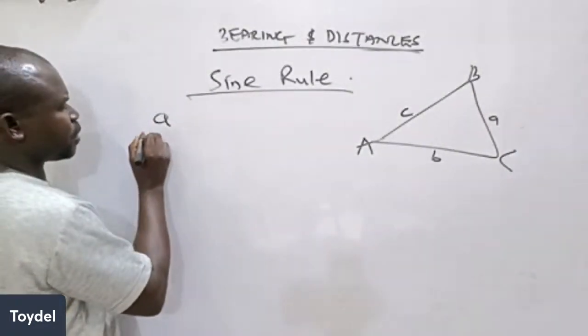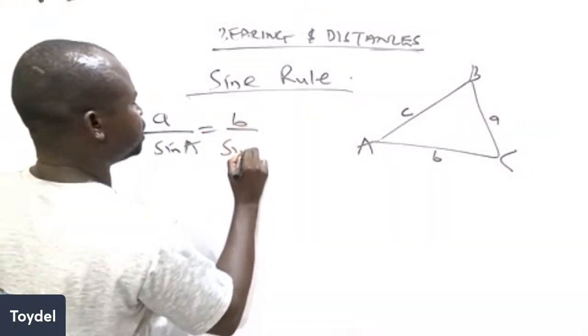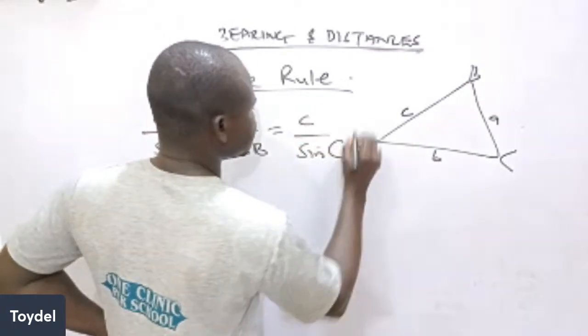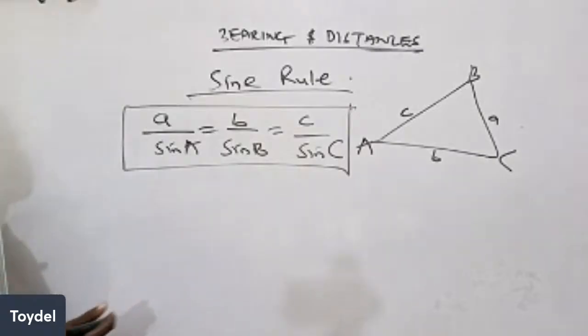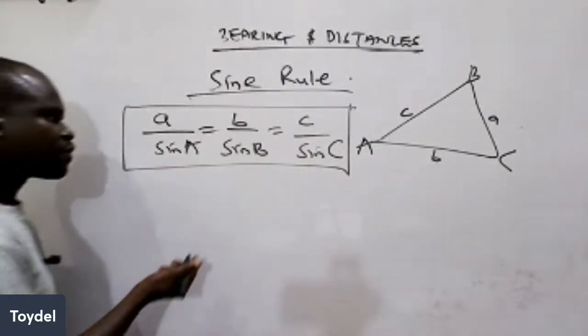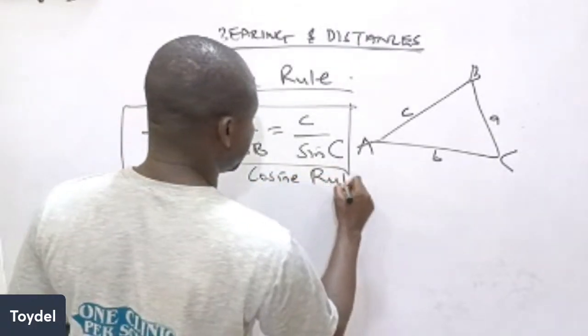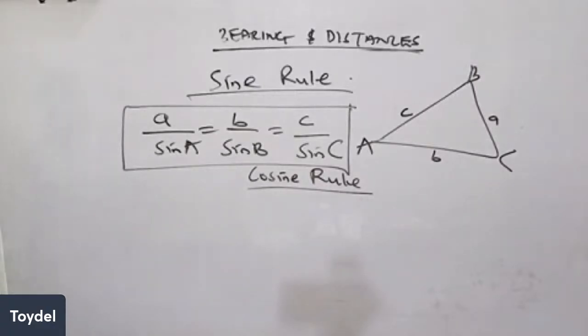The sine rule says that a over sin A is equal to b over sin B, which is equal to c over sin C. Capital letters we use for angles, small letters for sides. This is the sine rule. We also have the cosine rule. These are some of the concepts you must know before we talk about bearing. Without all this, you will have problems. You will not be able to solve problems on bearing.